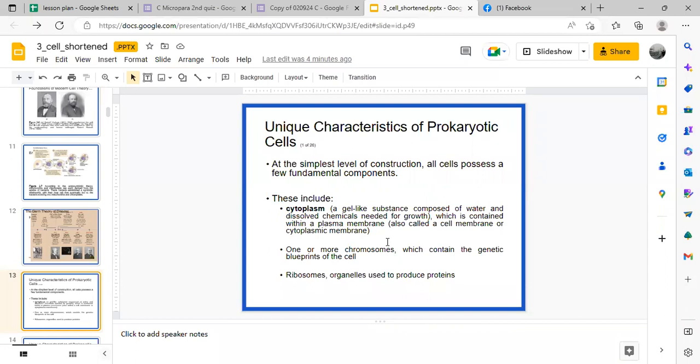Okay, you have cytoplasm, so most of it is water, and you have dissolved chemicals there needed for growth, no? You have also chromosomes and genetic materials. Sa lahat ng cells, kahit eukaryotic cells, may genetic material ka. And you have also ribosomes. Okay, so let's look at the details of the prokaryotic cell.